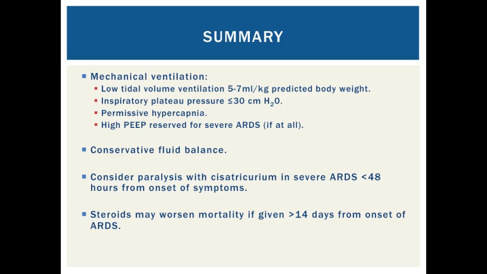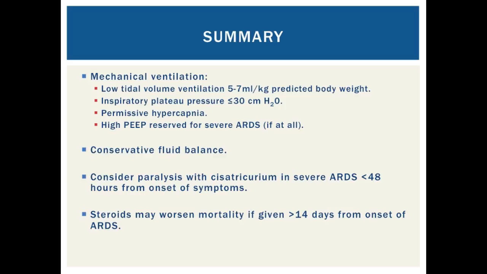Okay, so this last slide is a too long, didn't read summary of what we just talked about. In regards to mechanical ventilation, the general consensus is you target 5 to 7 cc's per kilogram of ideal body weight. This is kind of industry standard. You want to target low plateau pressures, less than 30 centimeters of water pressure. Permissive hypercapnia is acceptable. So if someone's pH is running 7.20 with a PCO2 of 60, you're fine with that in severe ARDS. High PEEP, if it's used at all, is reserved for severe ARDS.